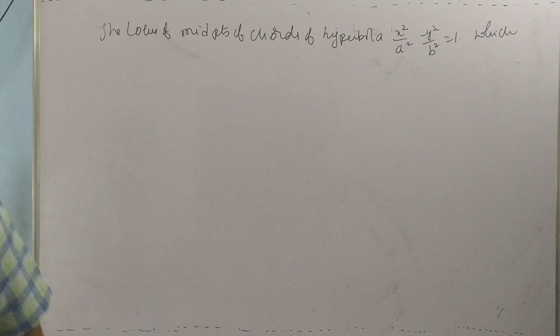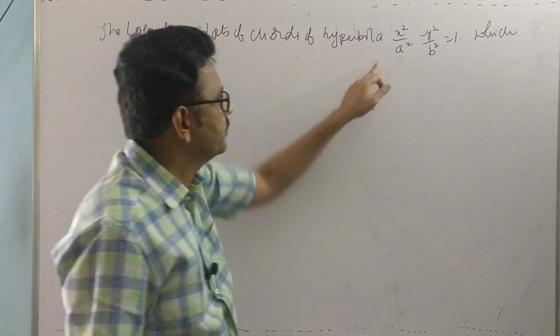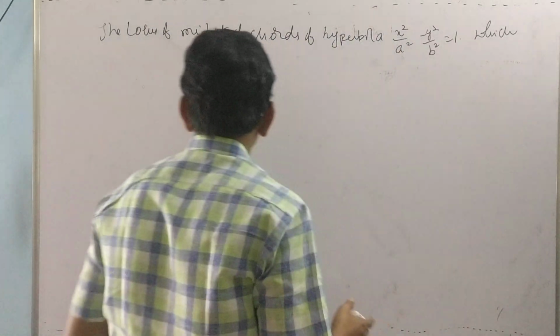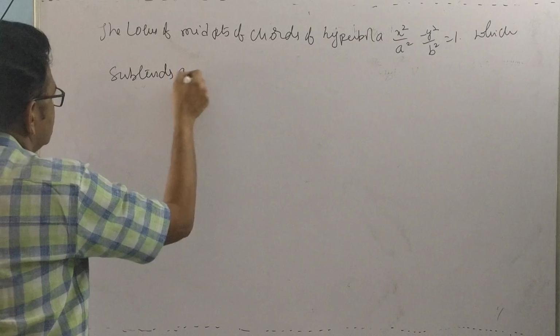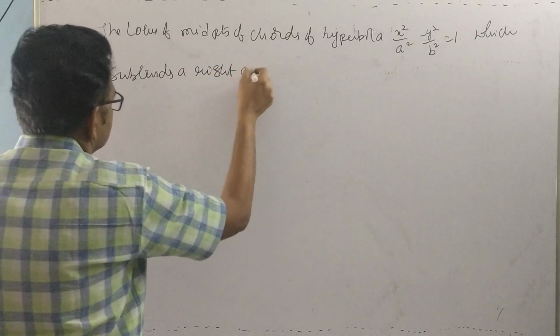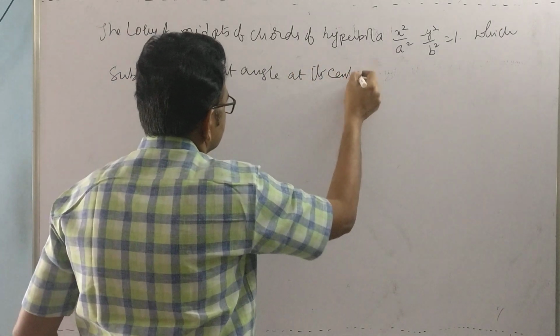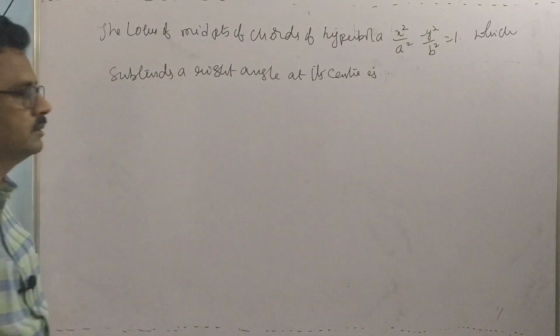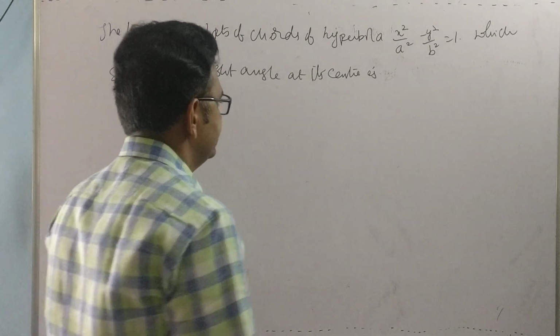Next one: the locus of midpoints of chords of the hyperbola which subtends a right angle at its center.